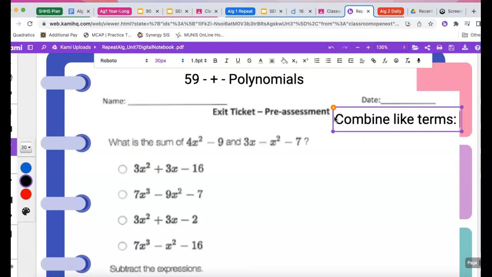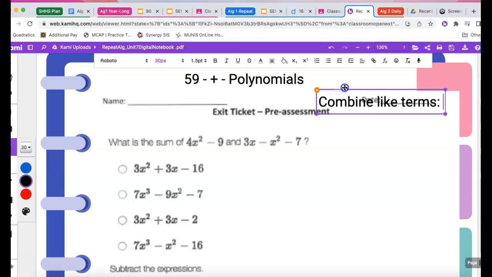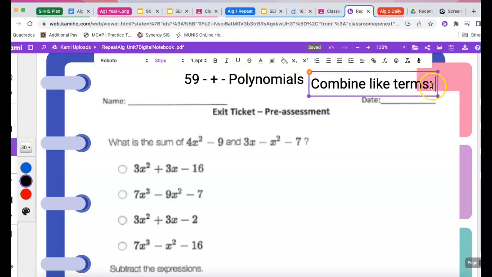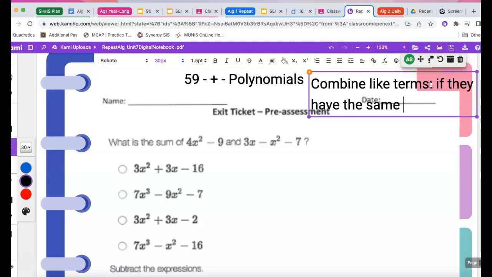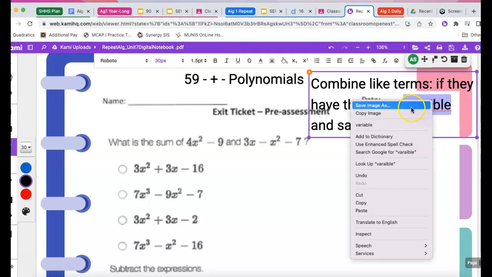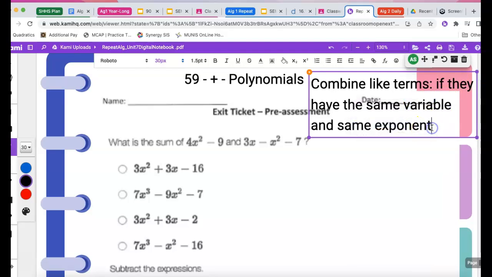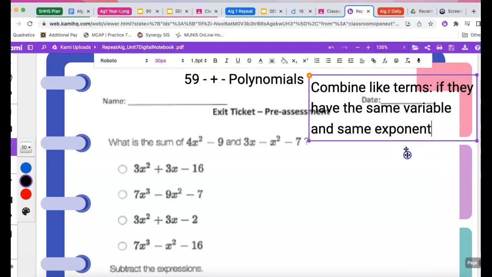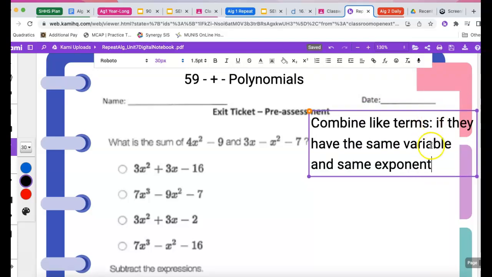We're going to write that definition up at the top. Two things are like terms if they have the same variable and if they have the same exponent. If it doesn't have the same variable or it has a different exponent, it is not considered a like term and you cannot combine them.